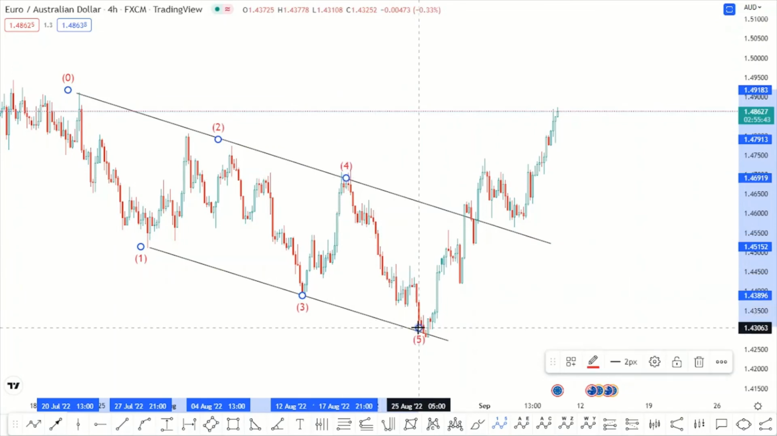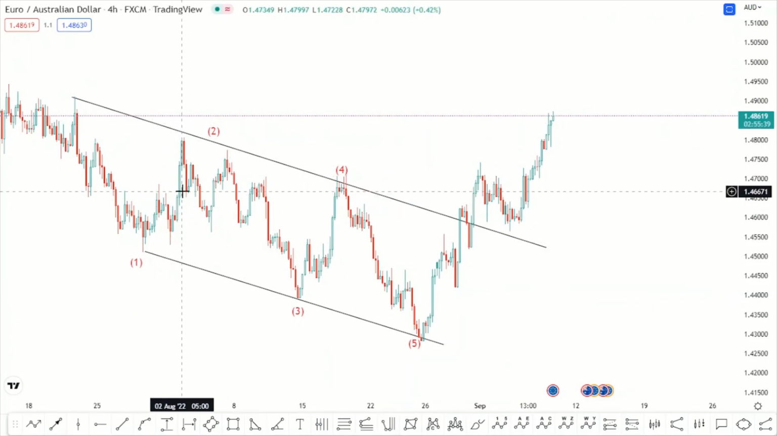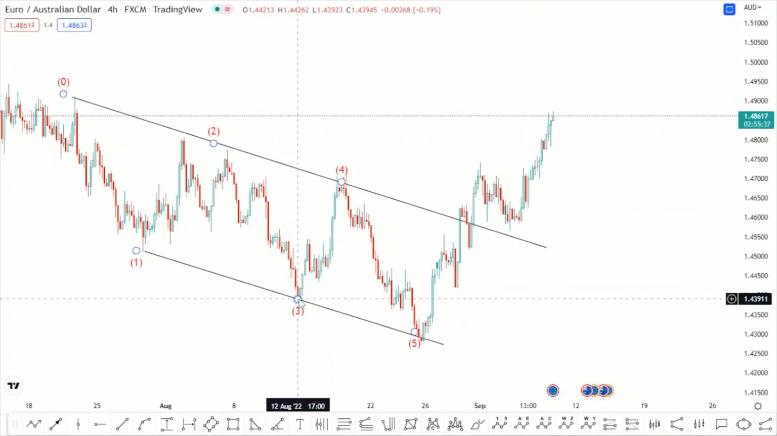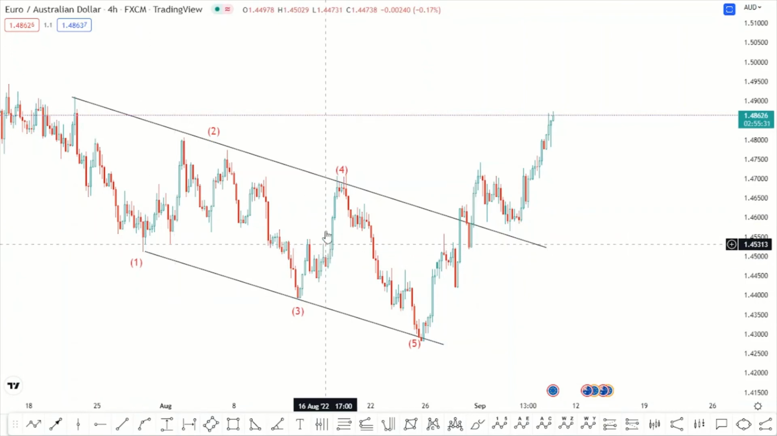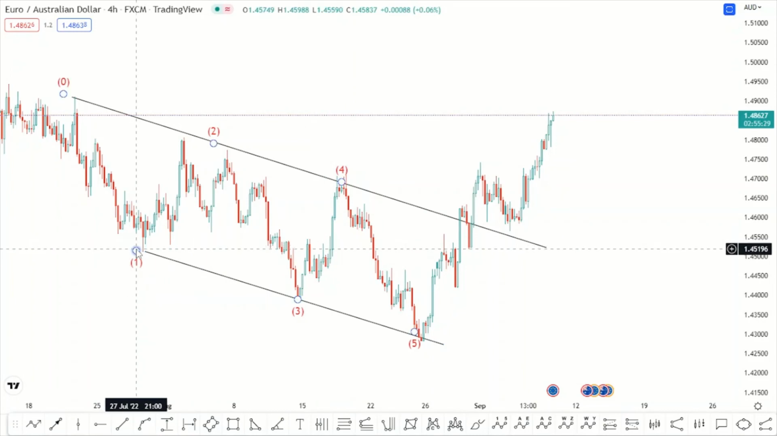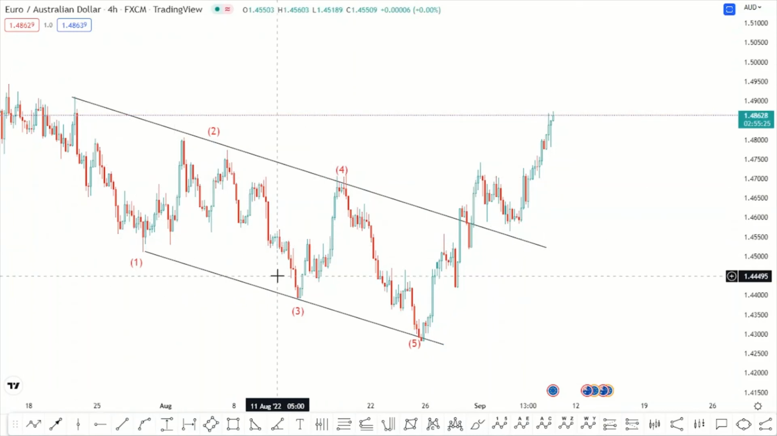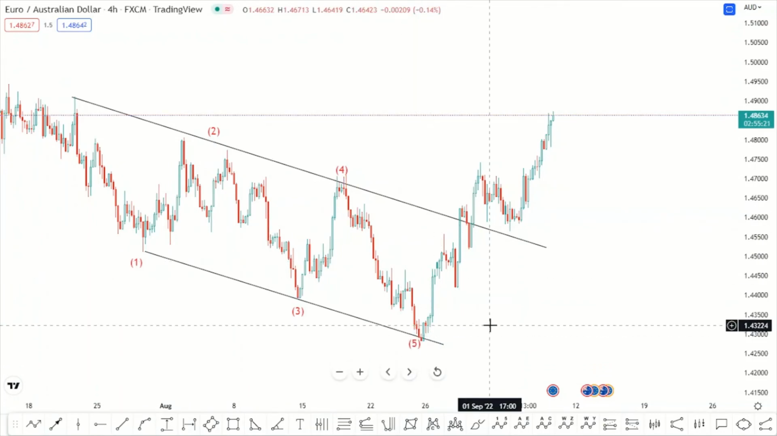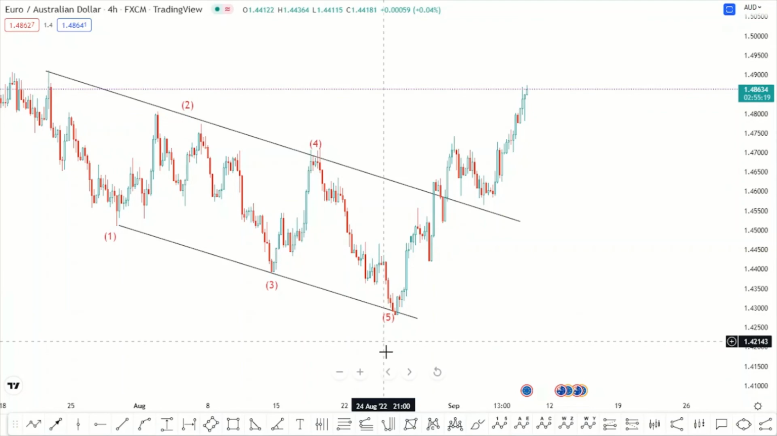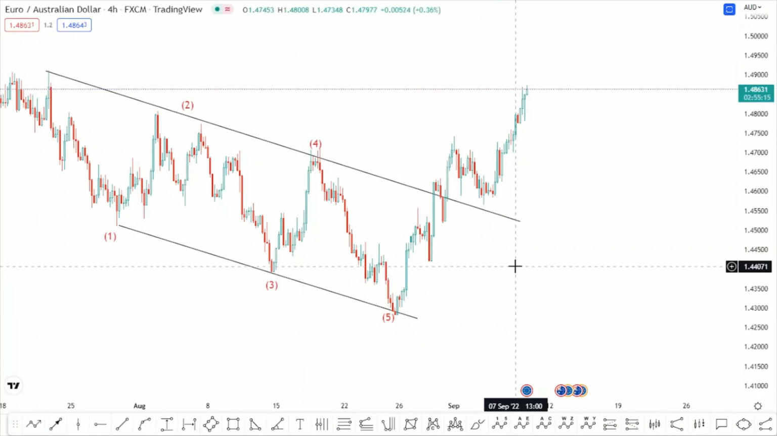In this case, when you're dealing with the ending diagonal, you don't need those rules where 3 needs to be the longest and where 4 must not touch where 1 terminated. As you can see, it just moved beyond this price, so it's just the ending diagonal. So 1, 2, 3, 4, 5, and then you go to take your entries, and then you put your stop loss below over here, so you can enjoy all this rally to the bullish side.